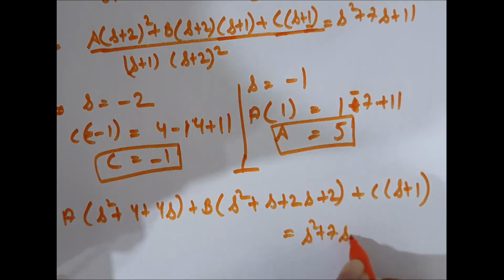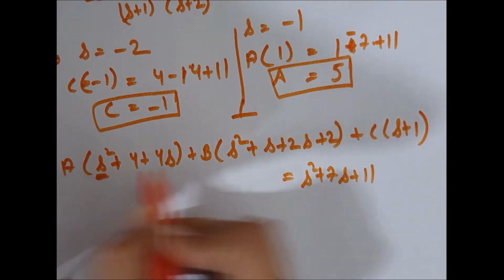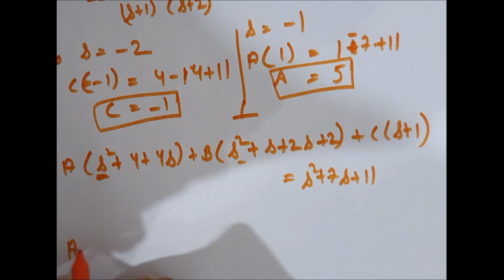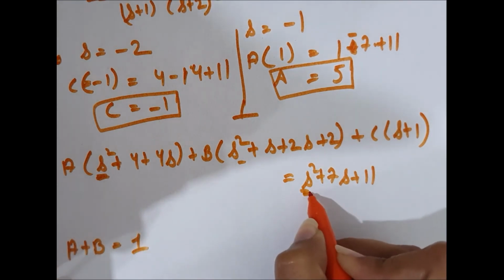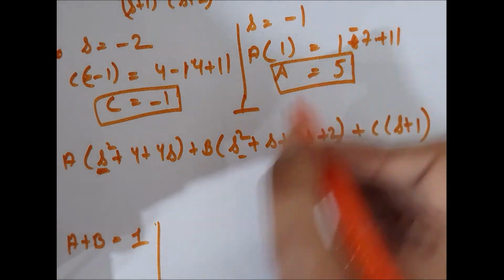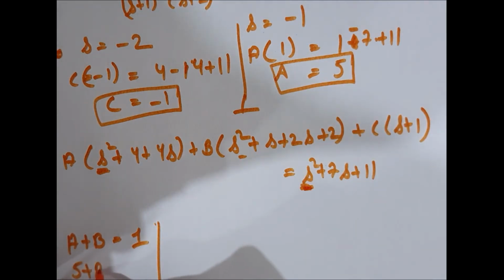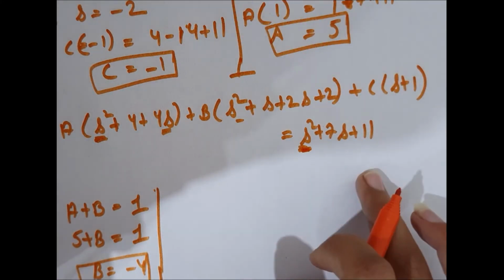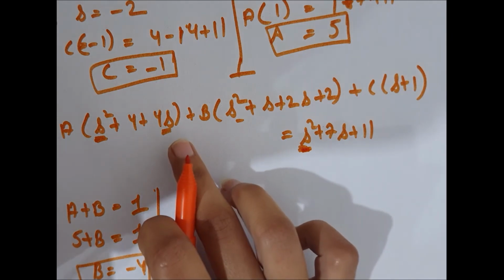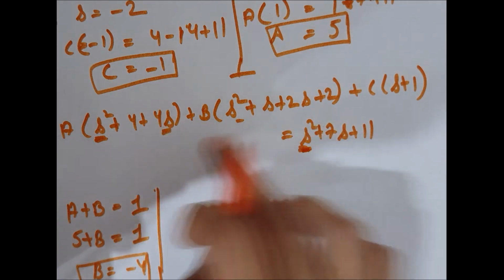Now I have opened this. Now compare s square coefficients. It will be a plus b is equal to, here s square is 1. From here a is 5 and b comes out to be minus 4. If other values are also there, then you can find them by comparing the s coefficient as well as the constants.